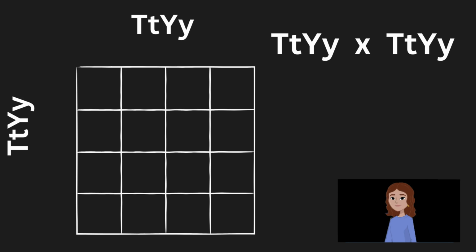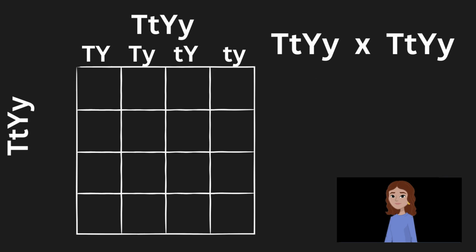The first step is to distribute the alleles. To do this, we take the first T and the first Y to make big T, big Y. Then we take the first T and combine it with the second Y to make big T, little y. Then we take the second T and combine it with the first Y to make little t, big Y. And lastly, we take the second T and second Y to make little t, little y. Now we do the exact same thing to the other side.